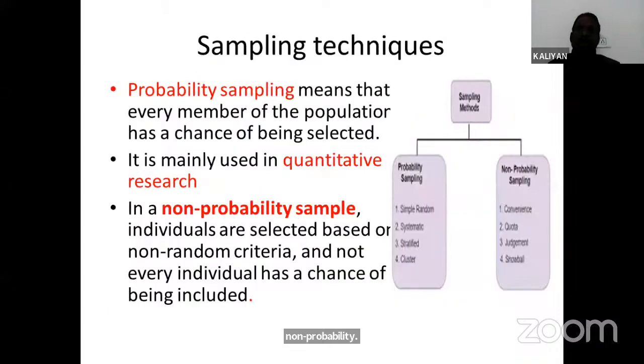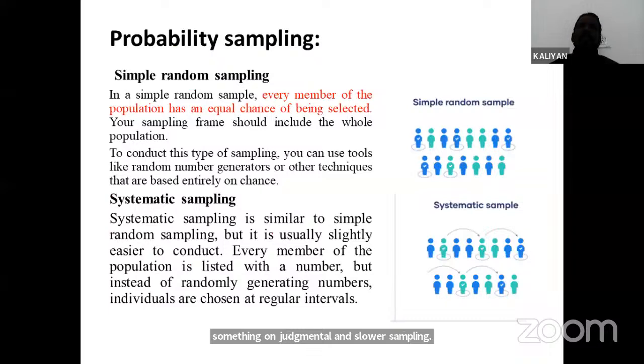In probability sampling, there are four types: simple random, systematic, stratified, and cluster sampling. Non-probability sampling has convenience sampling, quota sampling, judgmental, and snowball sampling. In simple random sampling, every member of the population has an equal chance of being selected. See the first picture, a simple random sample. From that population we choose the people randomly. It is called random sampling.